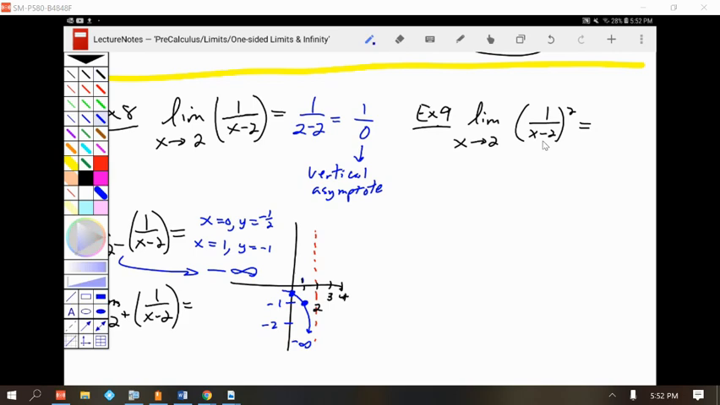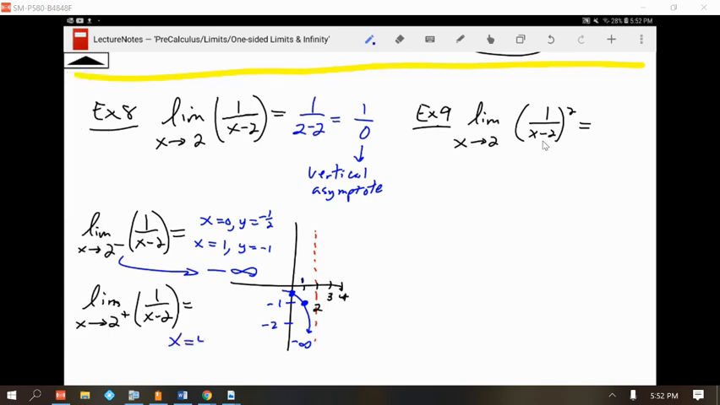Let x be 4. If x is 4, what is 4 minus 2? 4 minus 2 is 2. Y is 1/2. It's up 1/2. Let x be 3. See, I'm getting closer to 2 from the right. 3 is closer to 2 than 4 is, and it's on the right of it. And 3 minus 2 is 1, and 1 over 1 is 1. So at 3, the graph goes up to 1. So look at what's happening. It's going up, which means the limit from the right side is positive infinity.